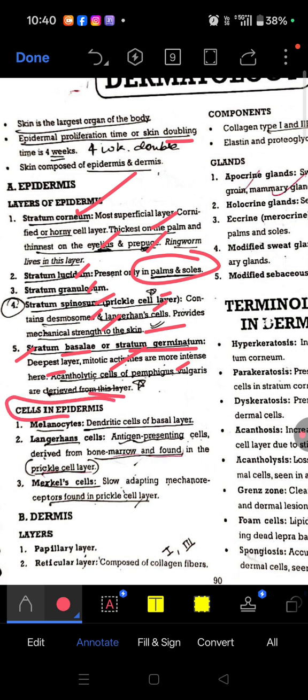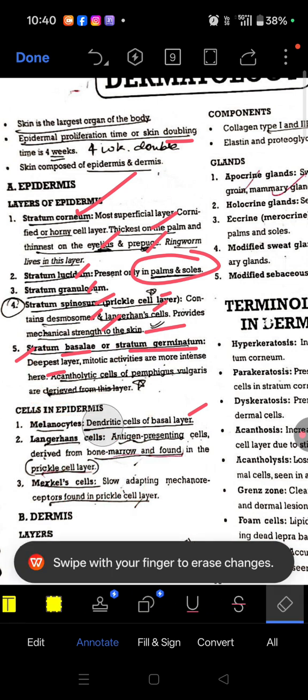Next, important cells in epidermis. Number 1 is melanocytes. Melanocytes are dendritic cells of the basal layer. Okay, so melanocytes, one important point.